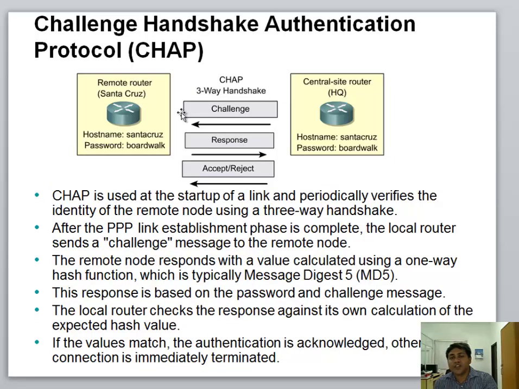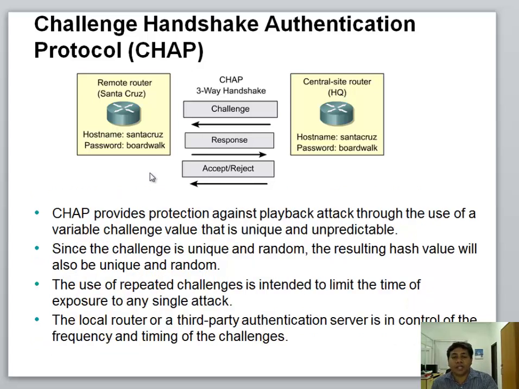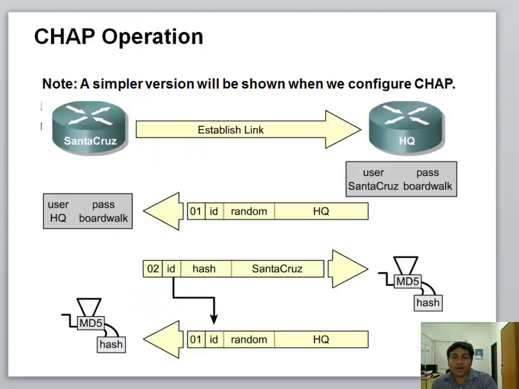But in this case, first one side will challenge the other, asking whether we have proper authentication or not. It will respond, okay, this is my password. So if A is challenging B, B will reply back with its password, both having the same password. Then if it is matching, it will accept the challenge, and after accepting the challenge, if it is okay, the connection will be established, or there is an immediate termination of the connection. So CHAP provides a better mechanism for authentication.